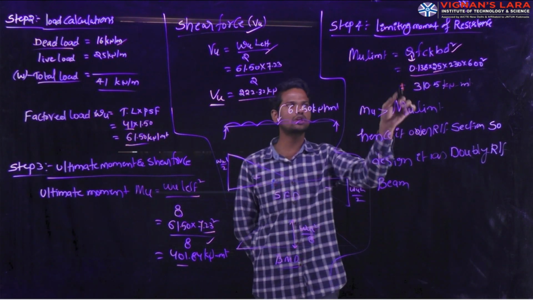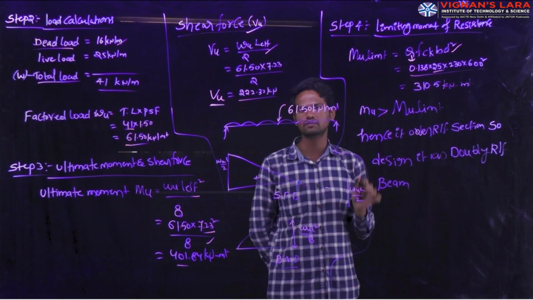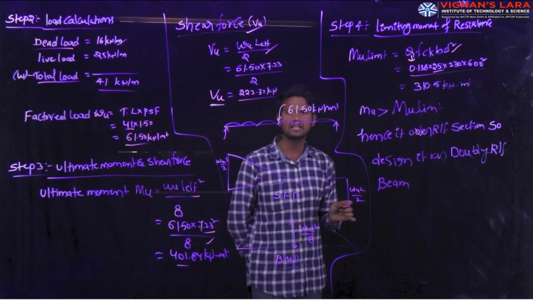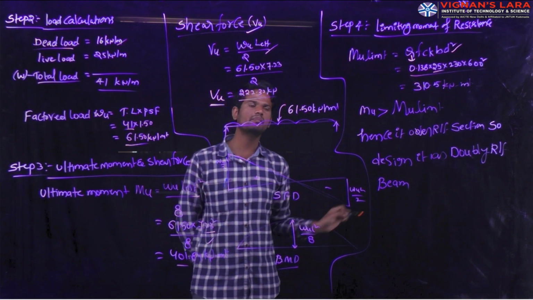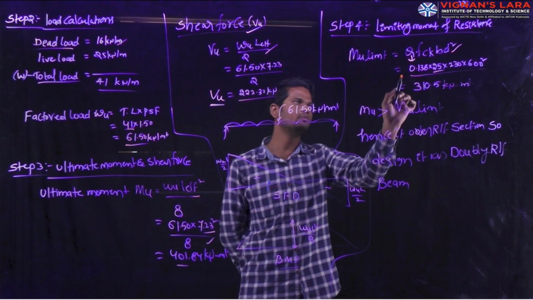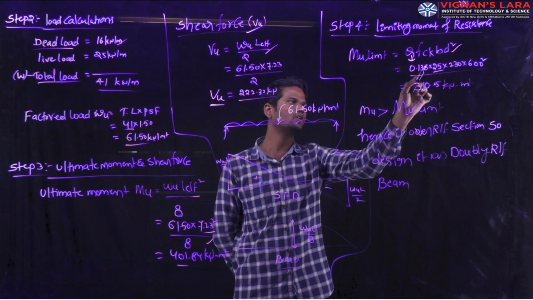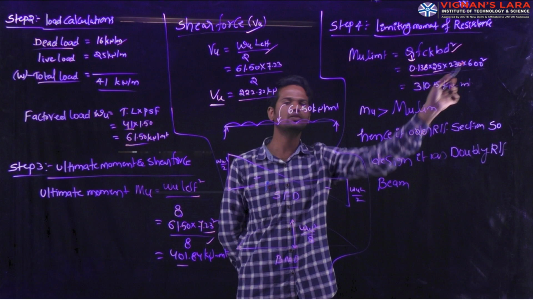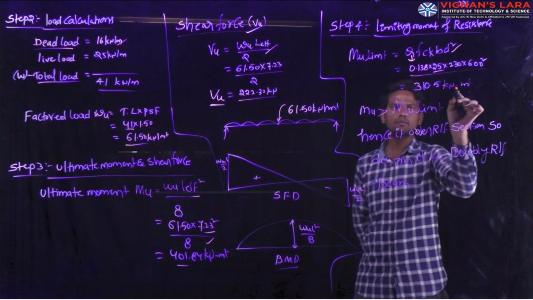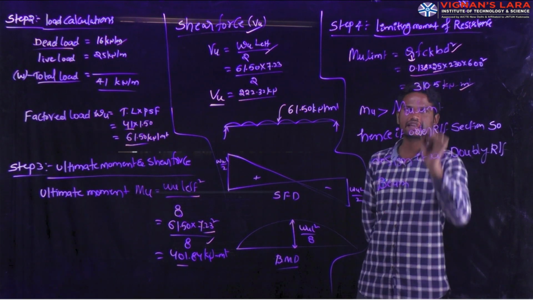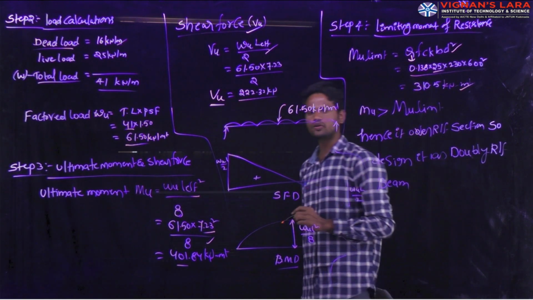You have to thoroughly check what type of grade of concrete and what type of grade of steel are given in the problem. Otherwise the entire design procedure will go wrong. Mu limit equals 0.138 into fck into b into d squared. If you substitute all these parameters, the limiting moment the beam can resist is 310.50 kilonewton meter.